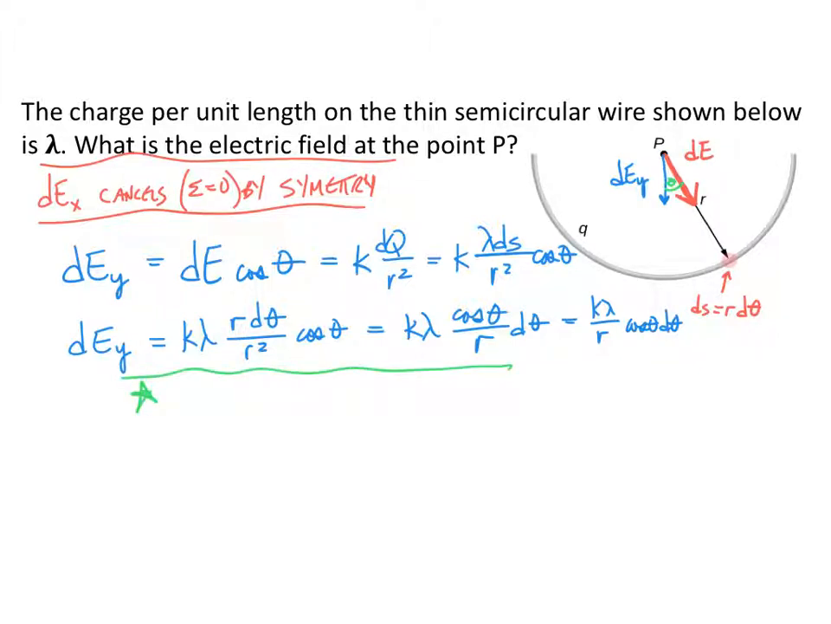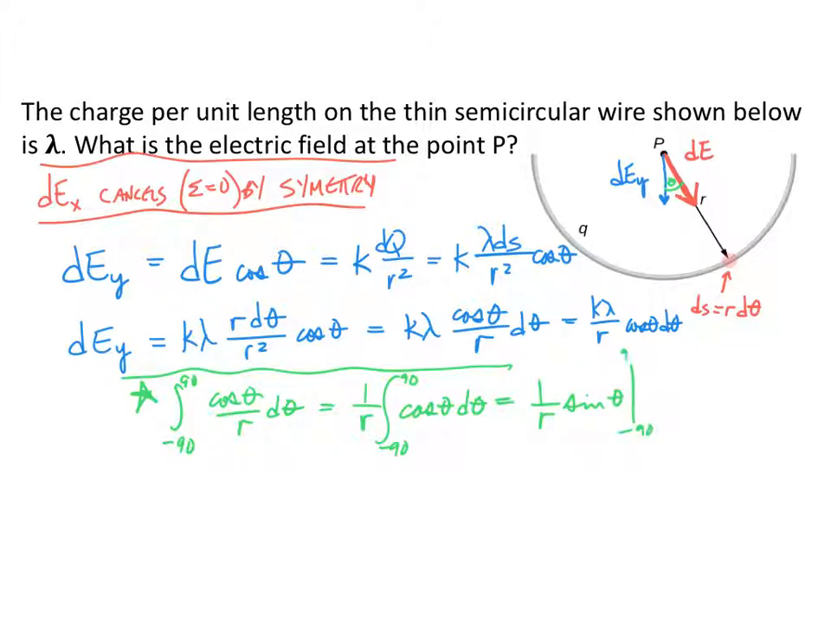Let's kind of just pull the math aside. So I'm going to have an integral from minus 90 to plus 90. Minus 90 with respect to the vertical of y, 90 to the left, 90 to the right. Okay? So I'm going to have that integral of cosine theta per r d theta, which is going to work out to 1 over r times that integral at its limits of cosine theta d theta. And that's just going to be 1 over r times sine theta from minus 90 to 90.